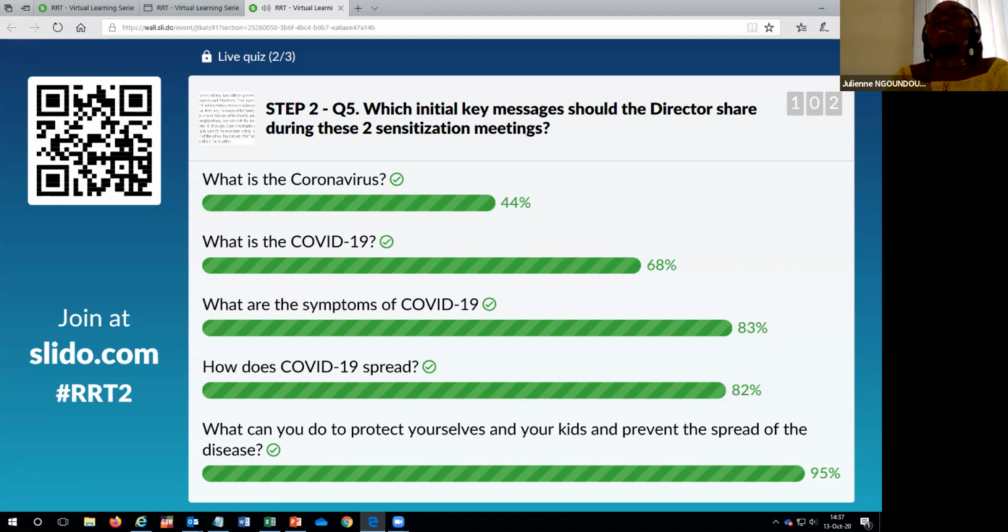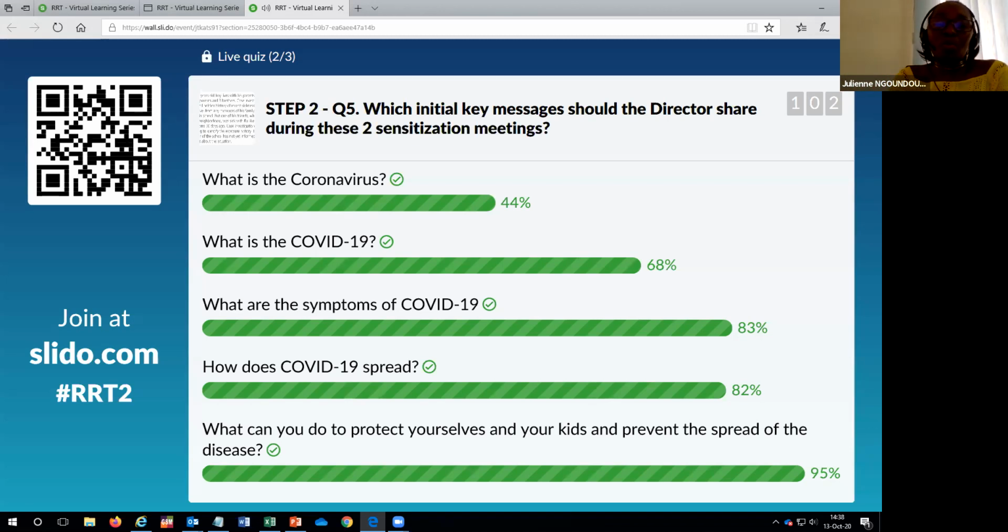I don't know if at this stage we need to focus again on this message as a key message, because you started giving this message 6, 7 or 9 months ago for some countries. I think people already know what is coronavirus, what is COVID-19, what are the symptoms, because you have been doing this for at least 6 months since the beginning of this pandemic. But now, I think people would like to know what they can do to protect themselves and kids and prevent the spread of the disease.